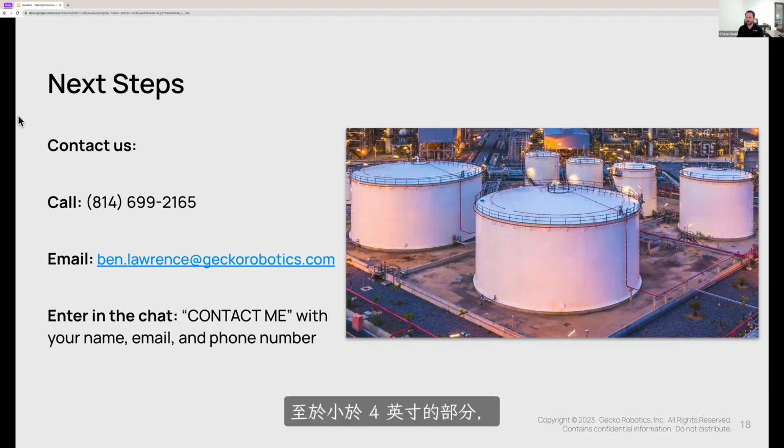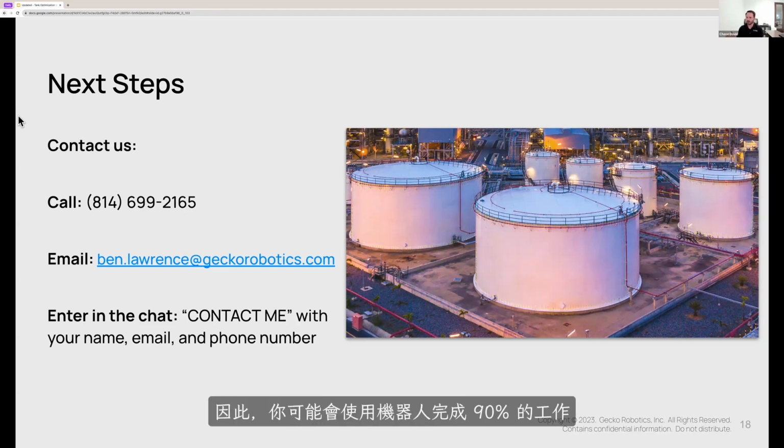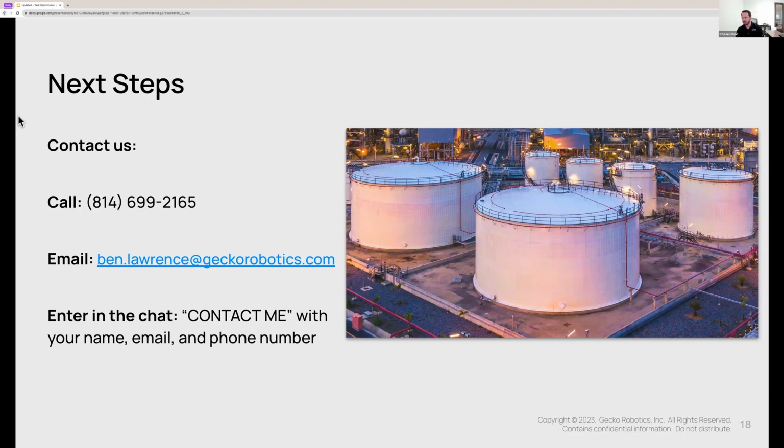Below 4 inches, we can still get data, like filling in T-joints or connections and things like that, elbows or any type of transitions. We can fill in by hand. So you may do 90% with the robot 4-inch and above, and then cover the remaining connections and things like that by hand to get 100% coverage.